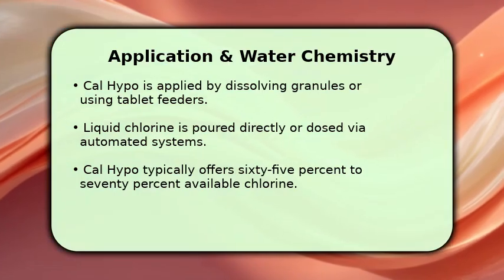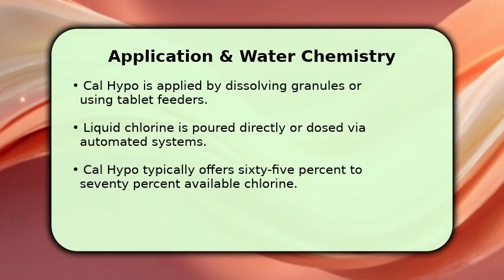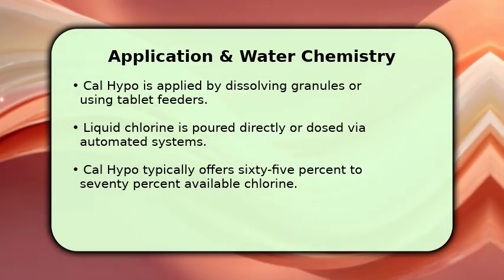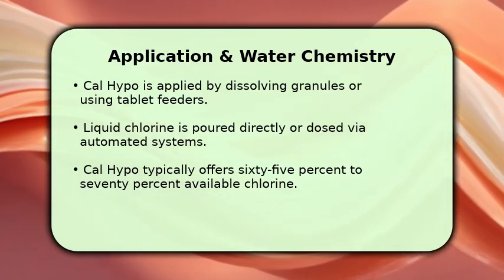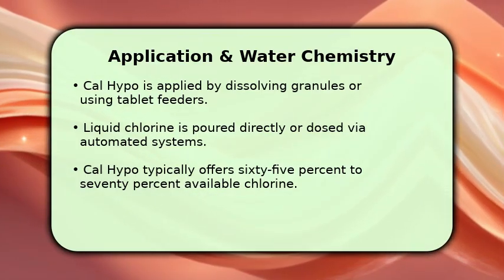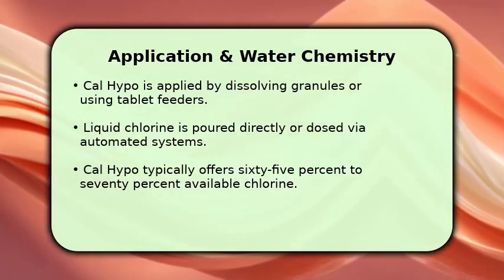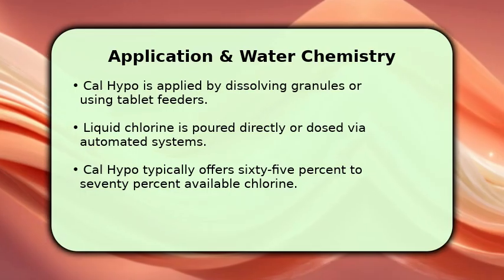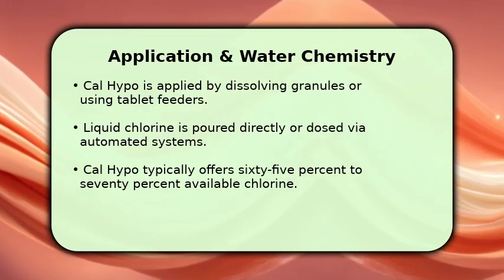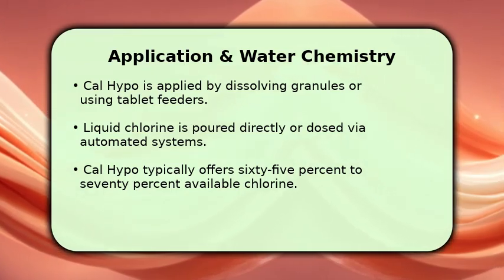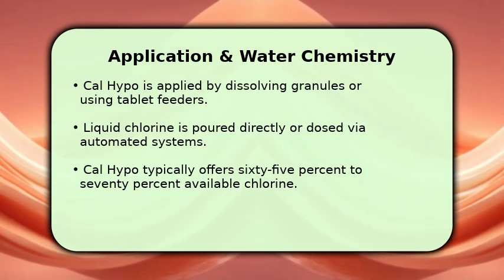Now, let's discuss application and water chemistry. Cal Hypo is typically applied by dissolving its granular form in water before adding it to the pool, or by using specialized feeders for tablets. Liquid chlorine is often poured directly into the pool or dosed through automated systems. Cal Hypo boasts a higher concentration, usually 65 to 70% available chlorine, while liquid chlorine typically offers 10 to 12.5%. This concentration difference impacts the amount needed for effective sanitization.